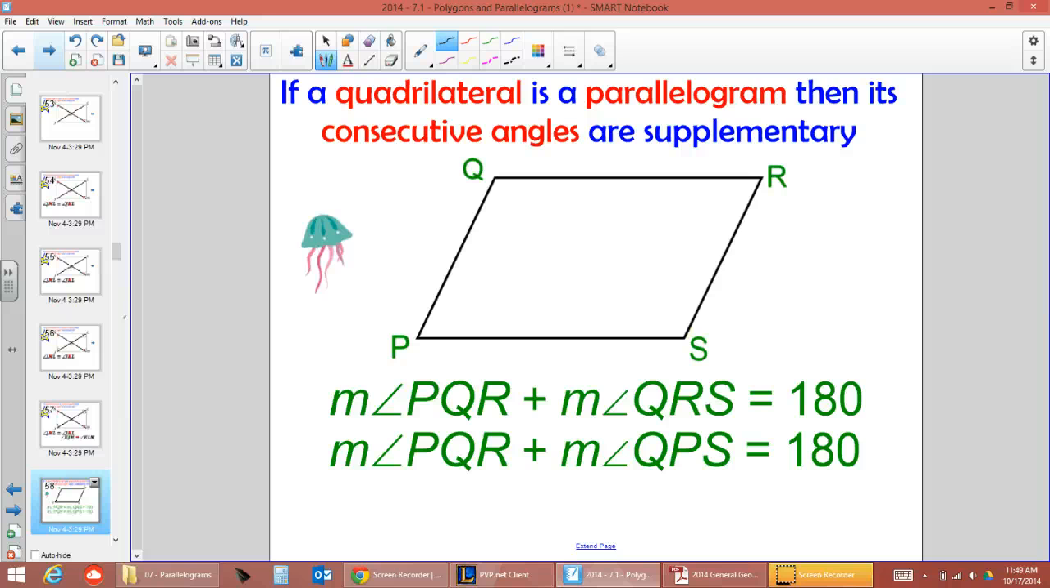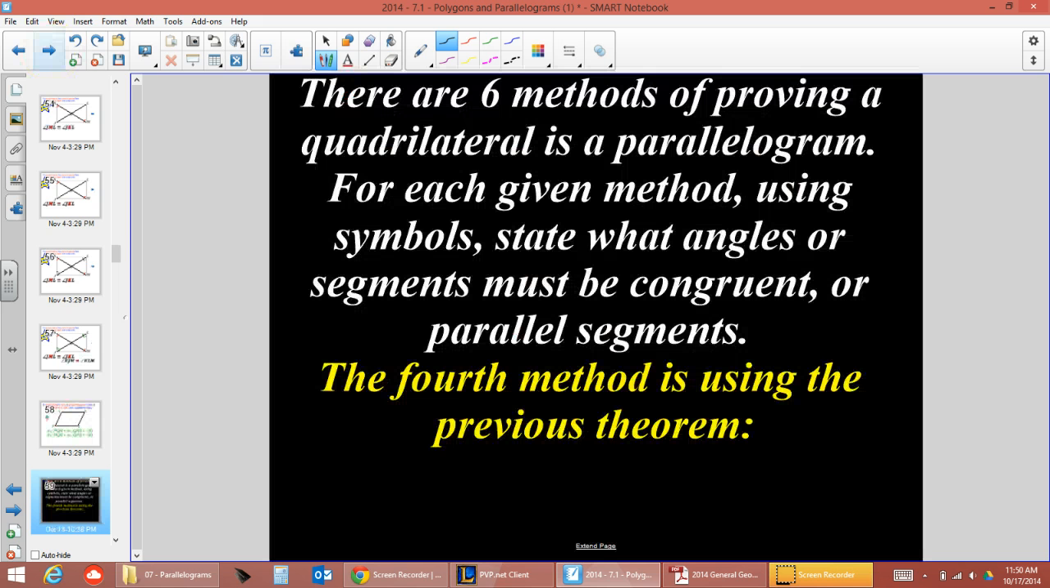Here's a new one. Okay. If a quadrilateral is a parallelogram, then the consecutive angles are supplementary. So we had opposite angles. Now we have consecutive angles. So that means that P and Q are supplementary. Supplementary meaning they add to 180. Q and R are also supplementary. R and S, S and P. Any set of consecutive angles must be supplementary if it's a parallelogram. So this is your fourth method.